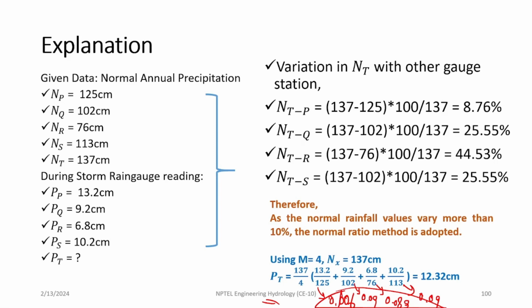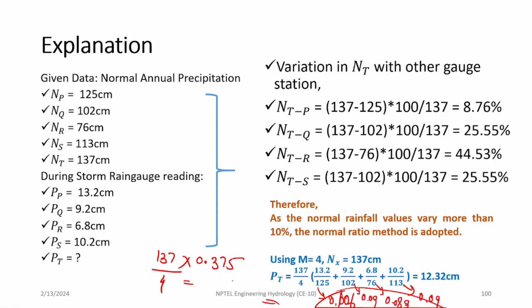The sum is 0.375 only, 0.376 you can consider. Yes, right, I am getting the same value. 0.375, yes, I am getting 0.375. And then now I have to multiply 137 divided by 4. This one. So how much are you getting?